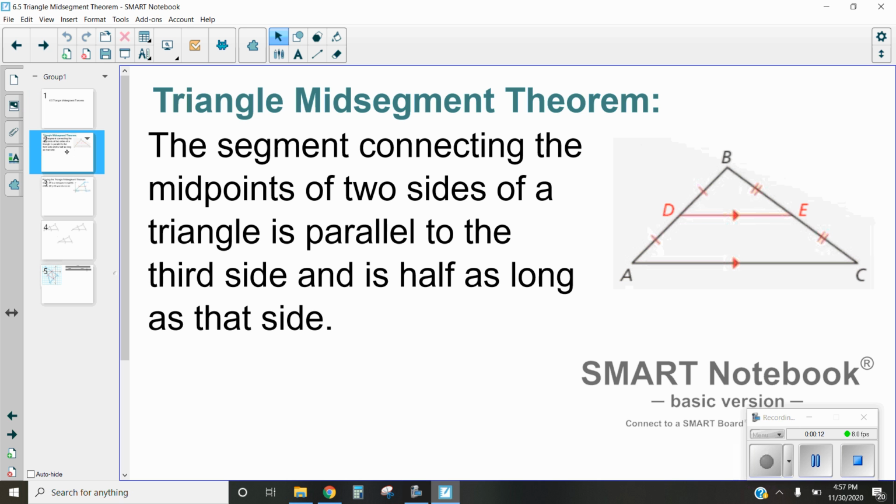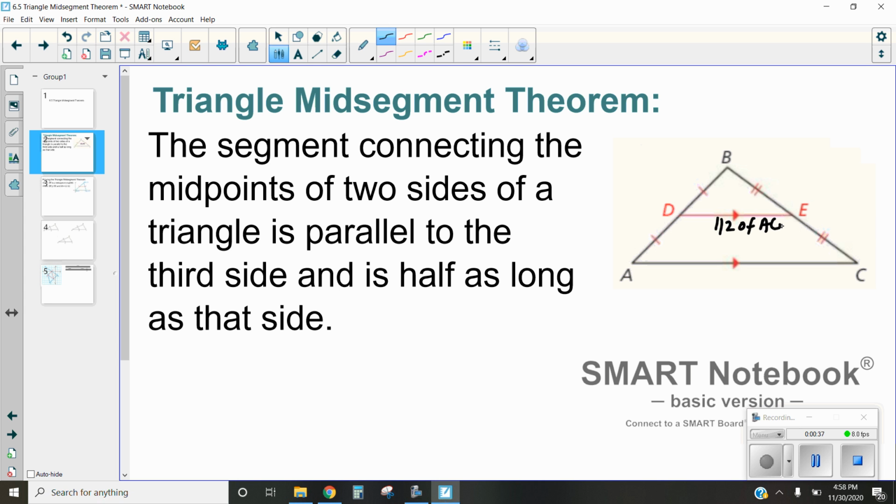So first, let's talk about the midsegment theorem. The midsegment theorem says that the segment connecting the midpoints of two sides of a triangle is parallel to the third side and half as long. So really what that means is that these two are parallel, and this is 1/2 of side AC. So whatever AC is, that's going to be half of it. Whatever that is, AC is going to be double that. Okay, so that's kind of that relationship there.